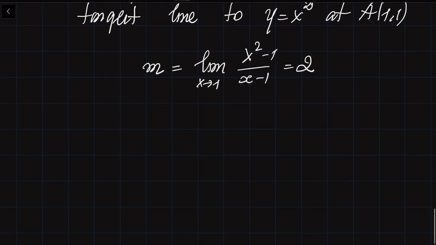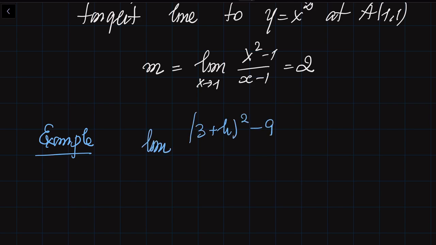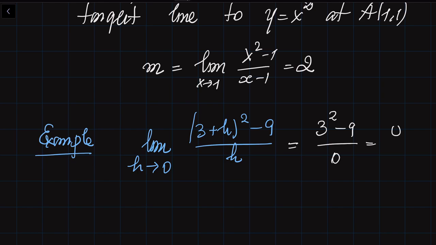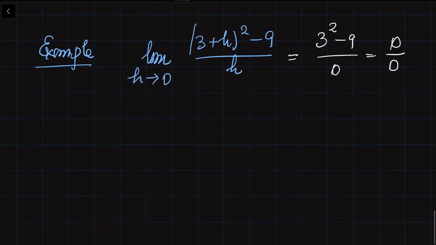So let's do another example on this matter. Another example would be finding the limit of ((3 + h)² − 9)/h when h goes to 0. You can see here again, if you directly substitute this, it is going to be (3² − 9)/0, which leads to 0 over 0 again. So first of all, we need to simplify the terms.